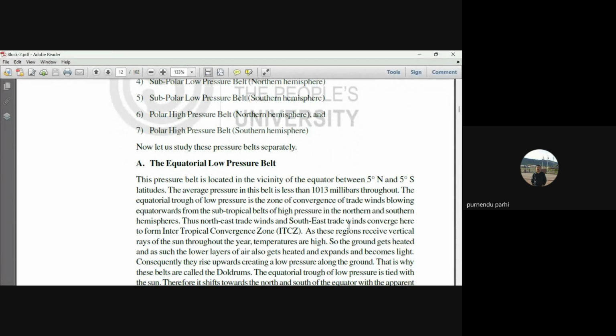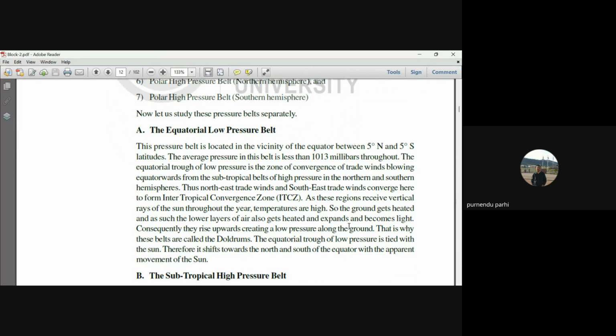First, the equatorial low pressure belt. The pressure belt is located in the vicinity of the equator between 5 degree north and 5 degree south latitude. The average pressure in this belt is less than 1013 millibar throughout. The equatorial trough of low pressure is the zone of convergence of trade winds blowing equatorwards from the subtropical belt of high pressure in the northern and southern hemisphere. Thus, northeast trade wind and southeast trade wind converge here to form intertropical convergence zone, that is ITCZ.